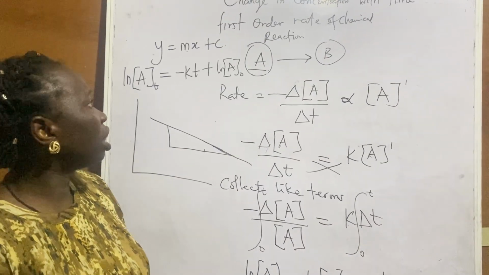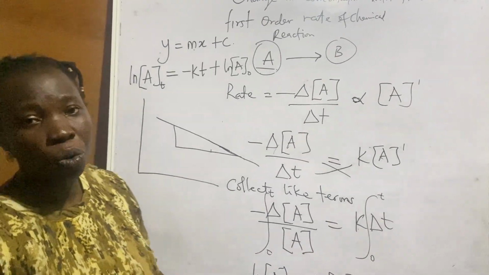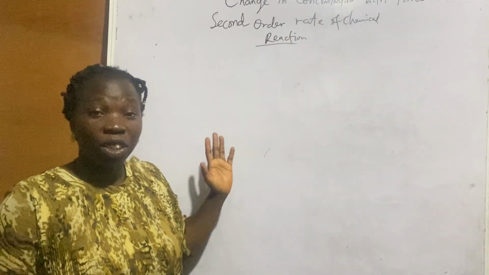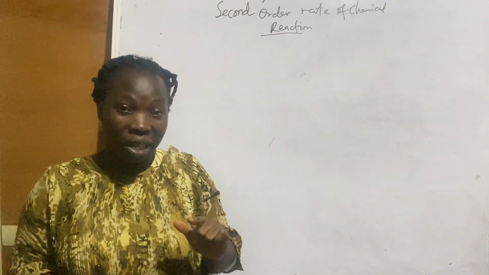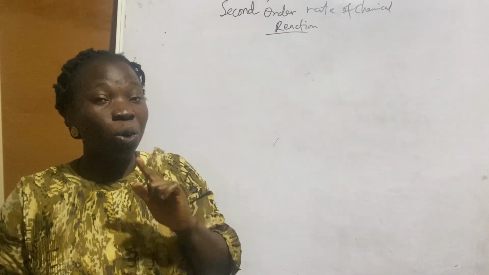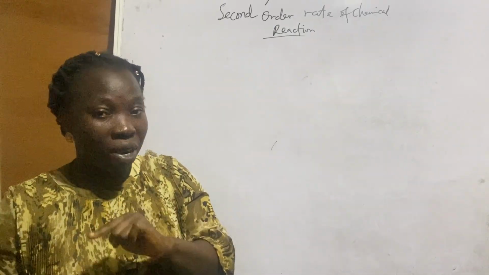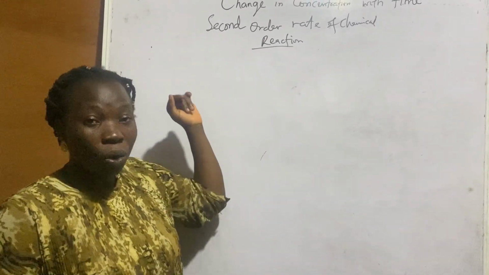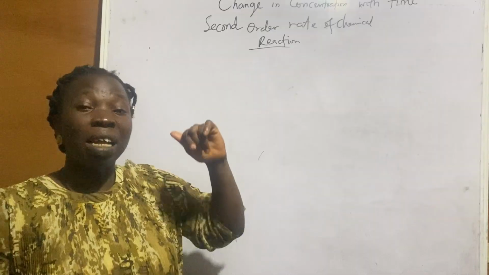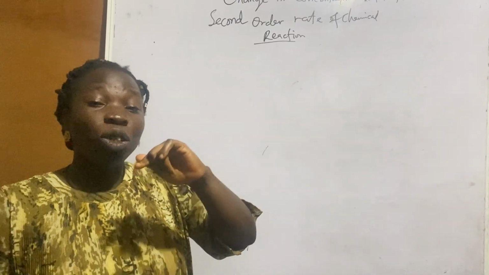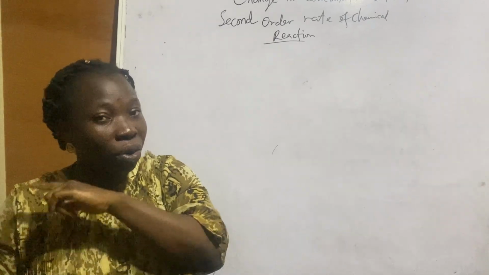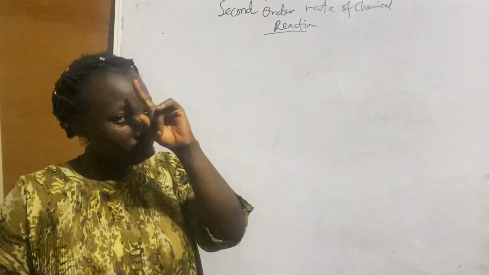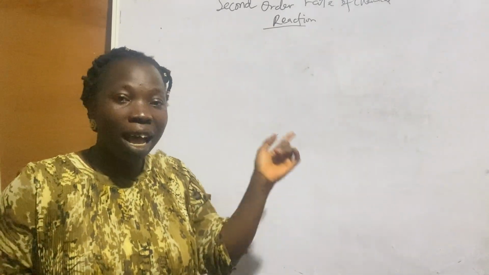That takes us to the second order rate of chemical reaction. We just finished first order, and we said the rate of the chemical reaction of a first order depends on the concentration of a single reactant. Now we are doing second order. That means the rate of the chemical reaction also depends on what? The concentration of a double reactant. First order, single. Second order, double.